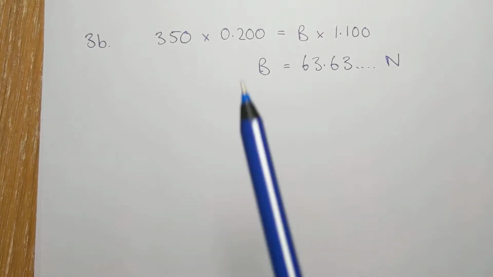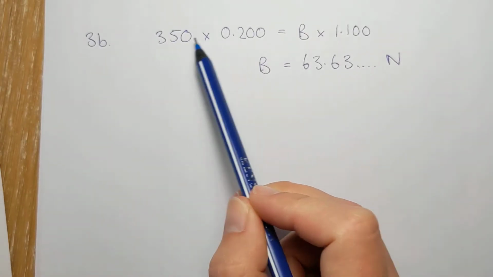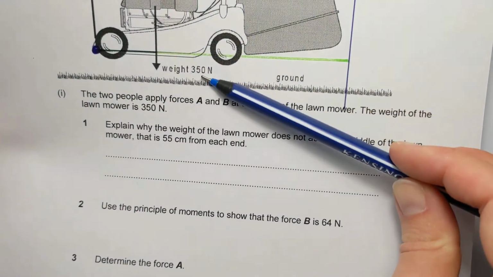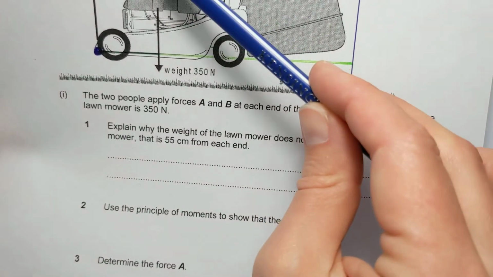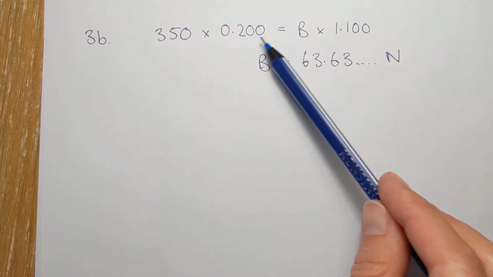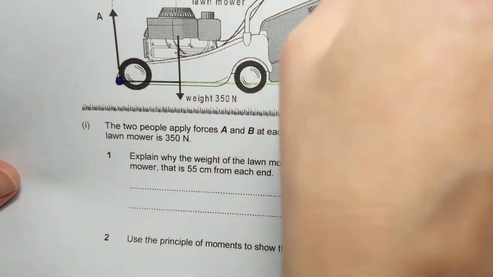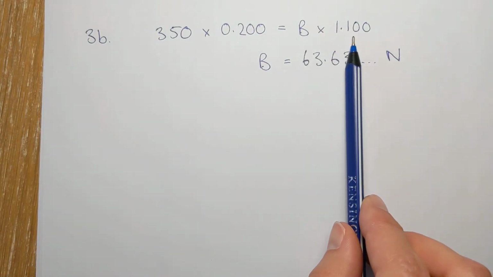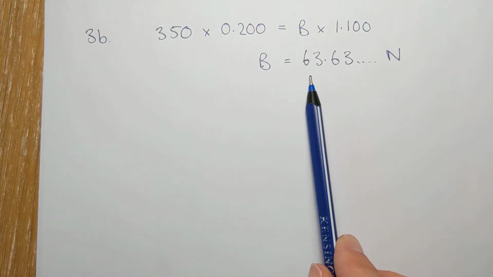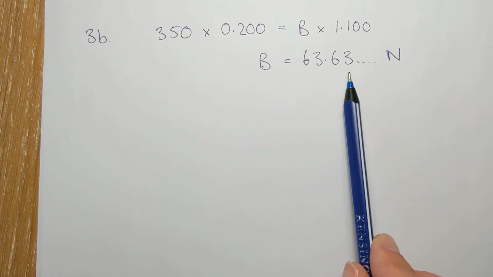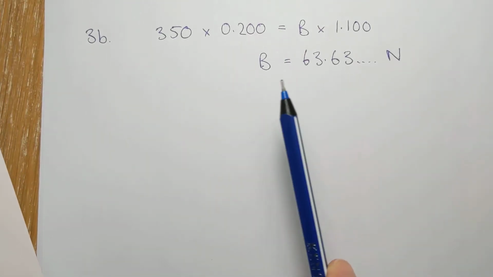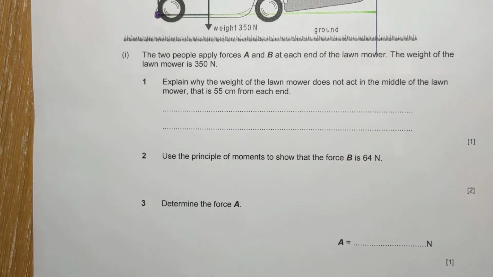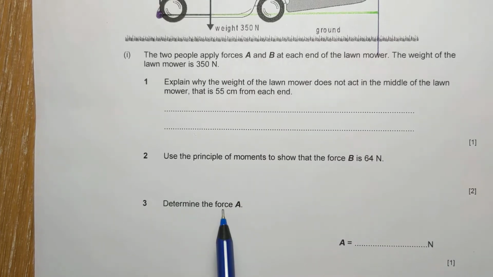And so this time our clockwise moments, again we've only got the one force trying to turn it clockwise, that's the weight. So we're going to have the weight times the perpendicular distance equals, the only force trying to turn it anti-clockwise is B, and there's the perpendicular distance, so B times the perpendicular distance. And then you put your unrounded answer there, because that's what they're looking for on the mark scheme, because it's a show that question. And then the last part of the question is a very common add-on. It asks you to determine the unknown force.